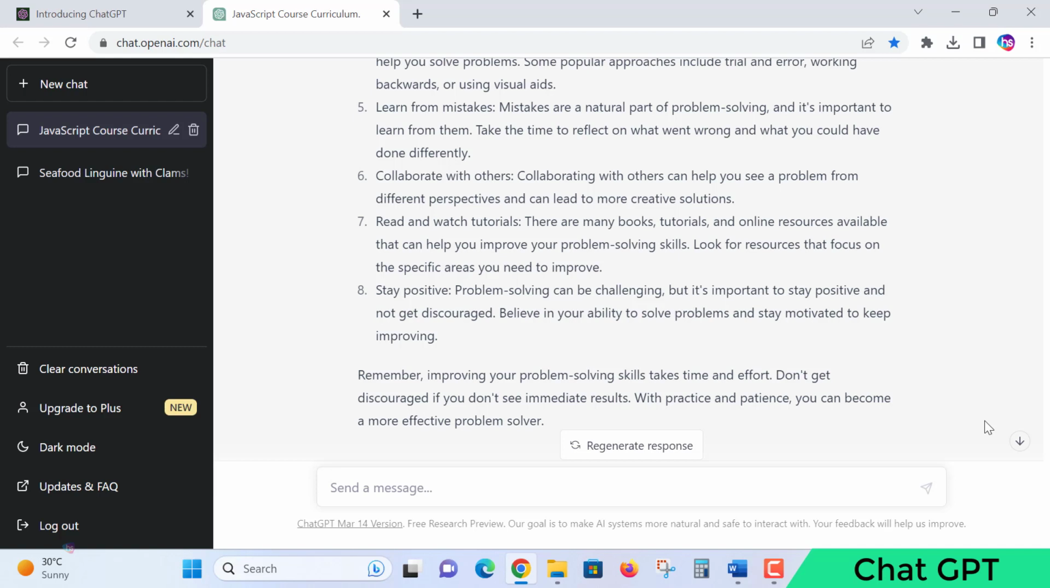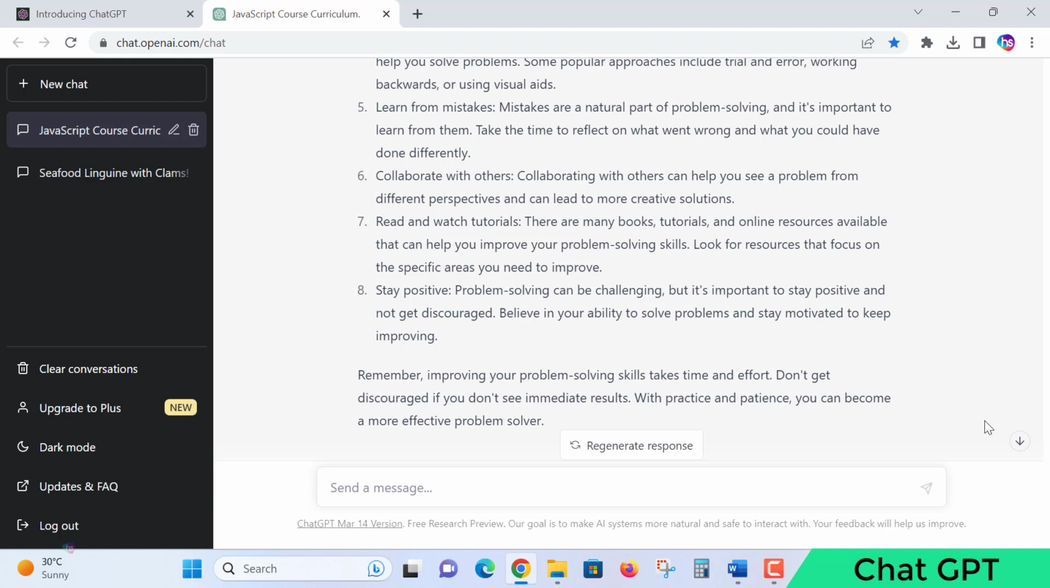Stay positive. When you are in the problem solving area, it's a challenging task. It's important to stay positive and you need not get discouraged. Believe in your ability to solve problems and stay motivated to keep improving yourself. Remember, problem solving skills take time and effort. Don't get discouraged if you don't see immediate results. With practice and more practice, you can become a more effective problem solver. Then you will get huge packages.